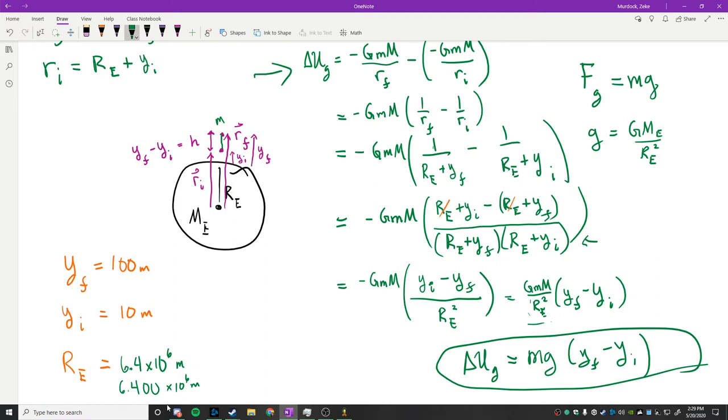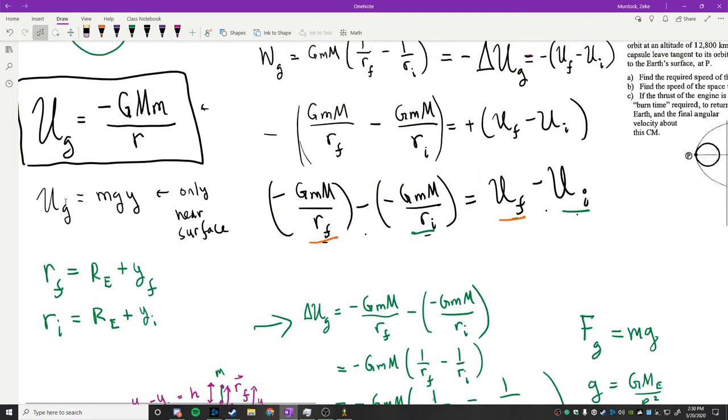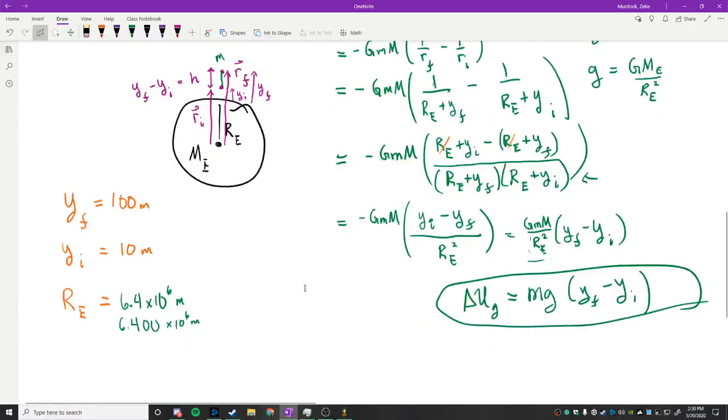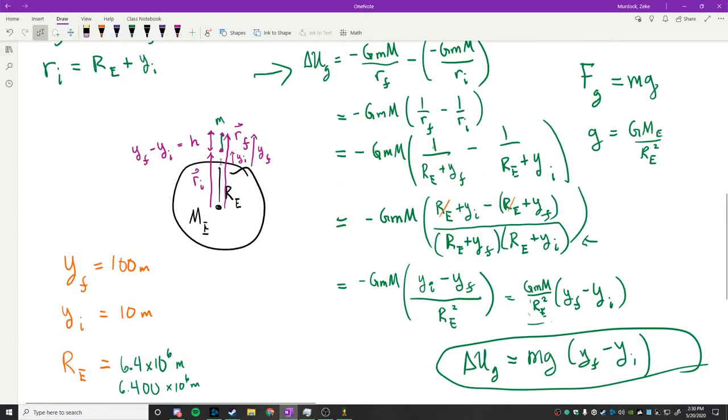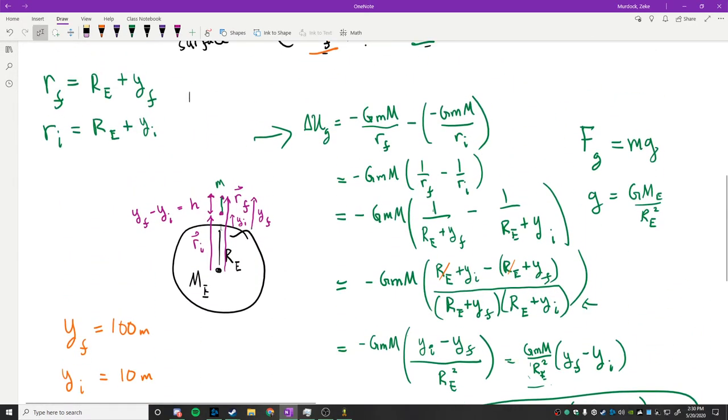I have to make a little bit of an assumption. What was the assumption we made? We assumed that the height was insignificant relative to the radius of the Earth, because that's the only time this is true. You've got to be near the surface, right? As soon as you start moving, for example, let's say you wanted to launch a rocket from the North Pole to a distance equal to the radius of the Earth above the planet. You know what I mean?